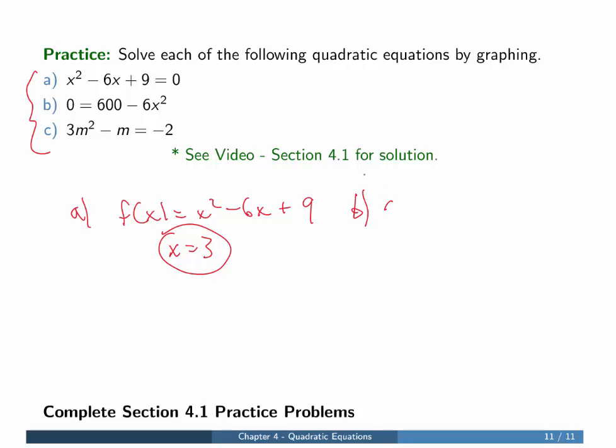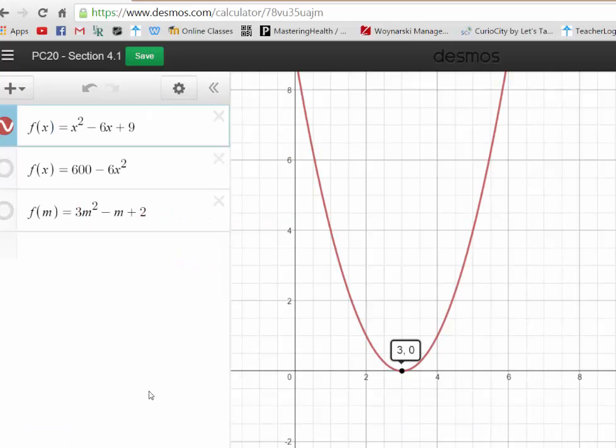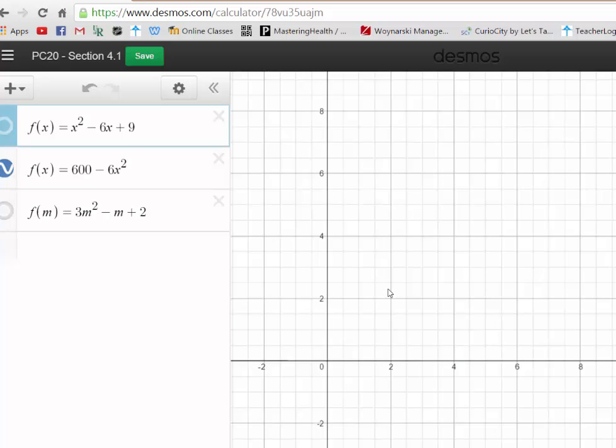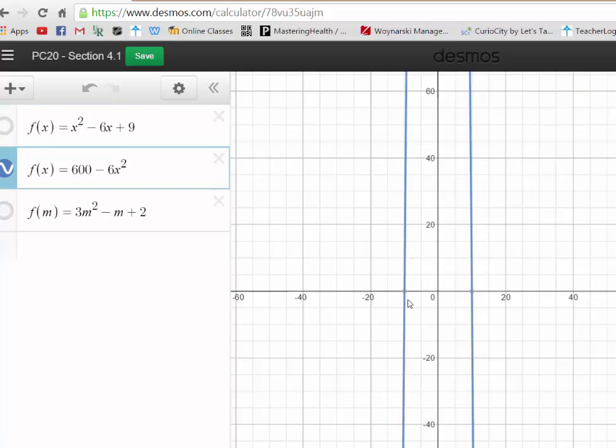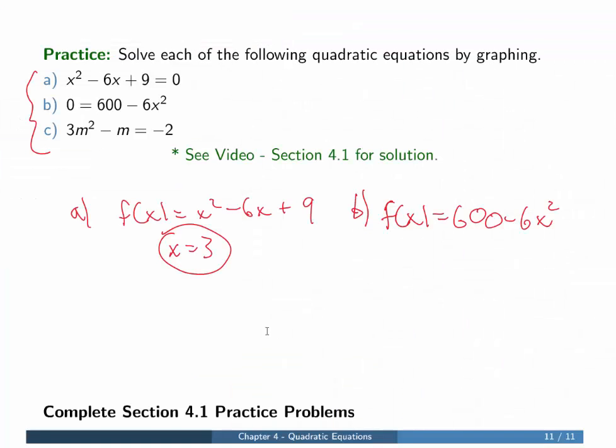For B, 0 equals 600 minus 6x squared is the same thing as saying f of x equals 600 minus 6x squared. Let's take a look at that in Desmos. You can see that this is going to be a massive graph. It's going to go all the way up to 600, but you can see where it crosses the axes at -10 and 10. You can check that if you put -10 or 10 in here, that will make this 0. And so those are your two solutions. That'll be a case 2 example. So the solutions to these equations would be x equals -10 or x equals 10.